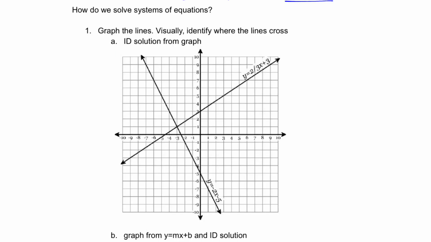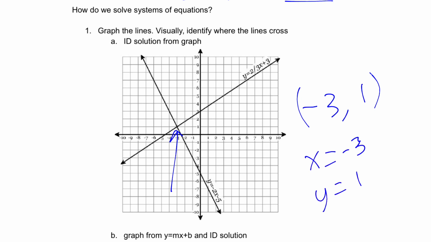Here are two lines, 2/3 x plus 3, negative 2x minus 5. Where do they intersect? The answer is right here. That coordinate is negative 3, 1. That's our answer. We can also write that as x is equal to negative 3 and y is equal to 1. When those values are plugged in, they work for both lines. That's the only such point. Most lines cross at exactly one point and have one solution, just like this.